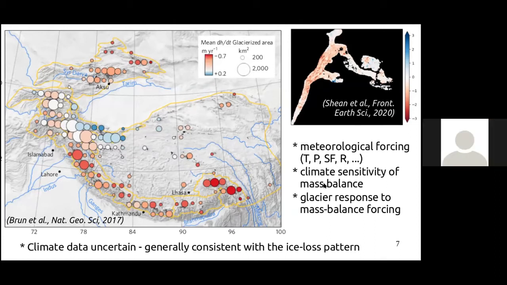Hello, is there a question? The climate sensitivity parameter C, can it change sign?